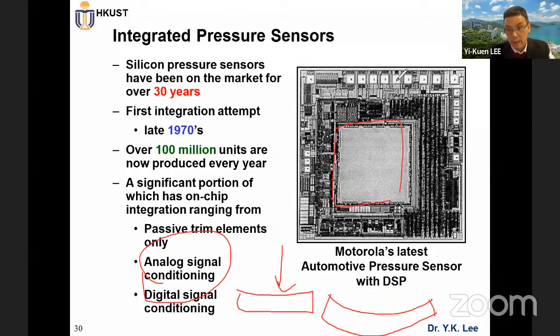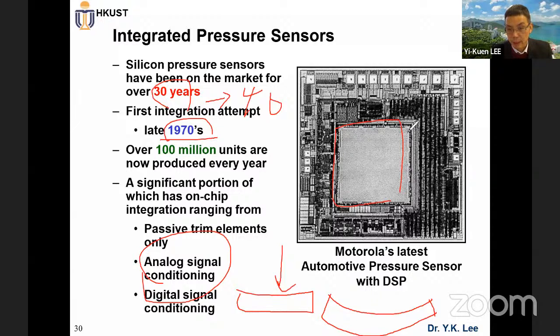So this kind of pressure sensor has existed for almost 30 years. Maybe I would say it should probably be 40 years now. It started from the first integration in 1970, but now every smartphone has this kind of low-cost MEMS pressure sensor. So this is something I tell you has become quite important.